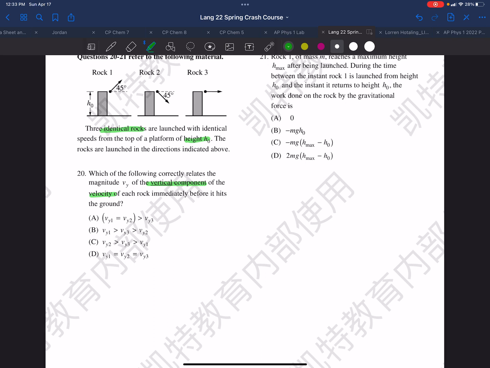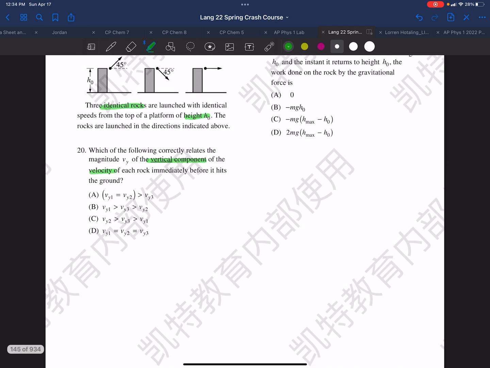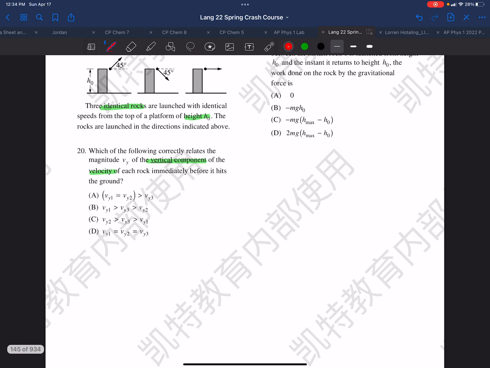So let's consider rock 3. Rock 3 is going to have a vertical component. Its instantaneous velocity is 0 in the vertical, and it's going to increase by 10 meters per second every second. So that's rock 3. In terms of the velocity, it's a pretty straightforward understanding.